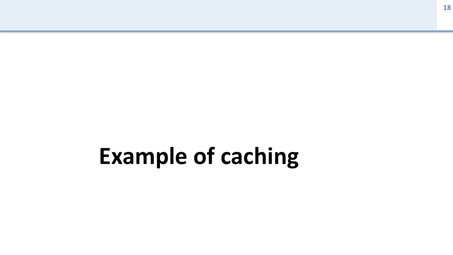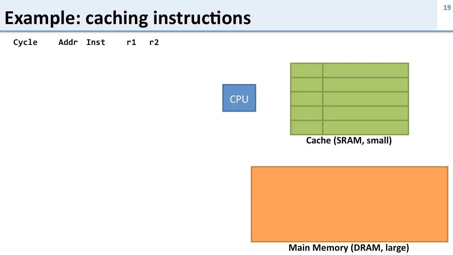So now let's walk through an example of caching. And in particular, we're going to look at caching instructions. So here's our setup. We've got a CPU and a small SRAM cache and our large DRAM memory. And we're going to walk through a program.